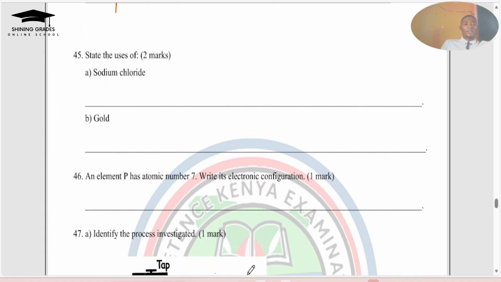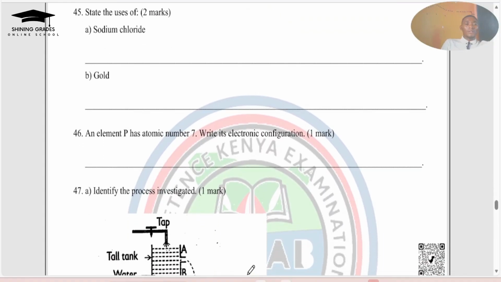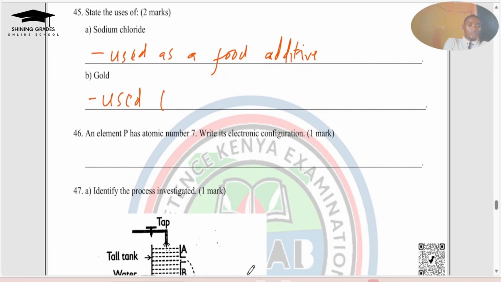Question 45, state the use of sodium chloride. Sodium chloride is used as a food additive to add flavor. We also have gold, used to make ornaments or jewelry.